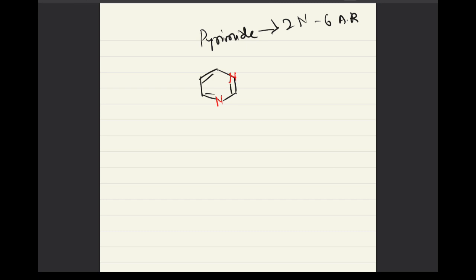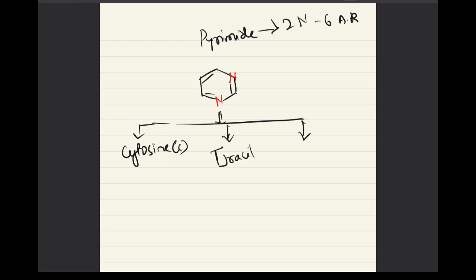Now we are going to draw the structures, 3 different structures of pyrimidine. One is cytosine, also called C. Second one is uracil. Third one is thymine, right? Uracil is also called U, whereas thymine is also called T, right? First we will draw the structures.